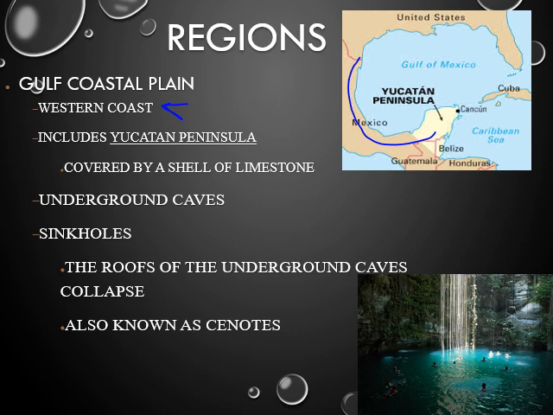Okay, and the Yucatan Peninsula is kind of an interesting area. That's where Cancun is. You probably have heard of Cancun. But the land is covered by a shell of limestone instead of bedrock. And so limestone has areas within it where water gets in there and weathers it away and erodes it, and it creates these huge underground caves. And if it gets bad enough and the cave gets large enough and close enough to the ground, then the ceiling of that cave can sink and create a sinkhole.